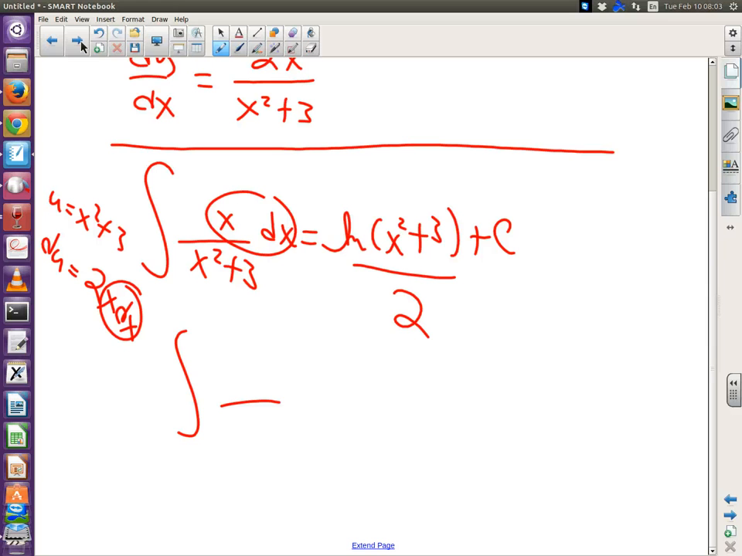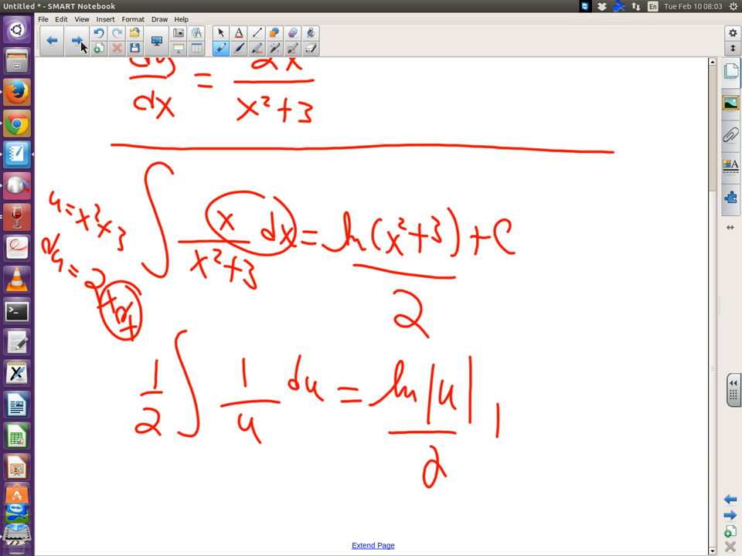1 over u du over 2. This is du over 2, and this is 1 over u. The integral of 1 over u is the ln, technically absolute u, and it's over 2 plus c. We'll talk about domain issues later on. But is this ever negative? So it doesn't really matter in this case. But we'll talk about domain issues later on.